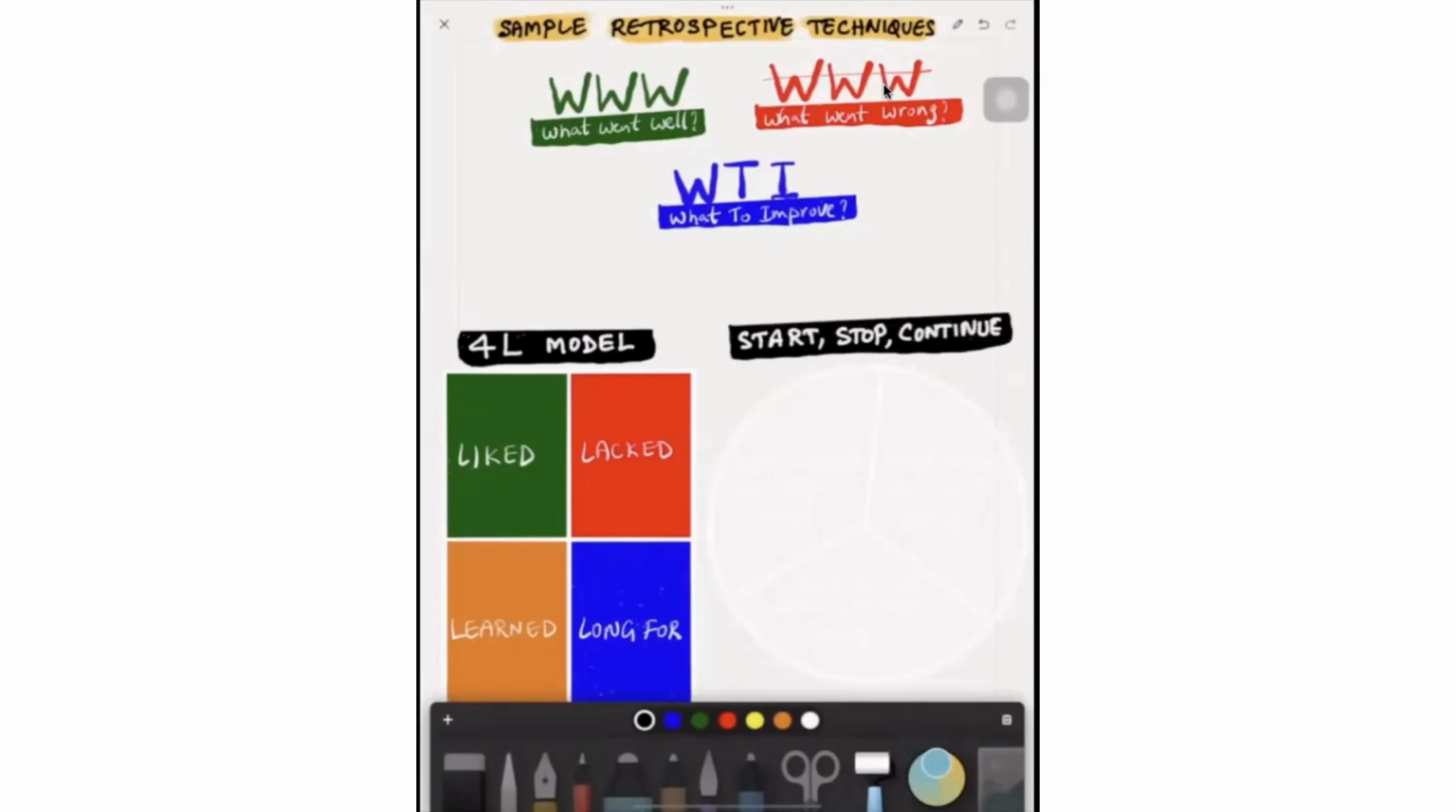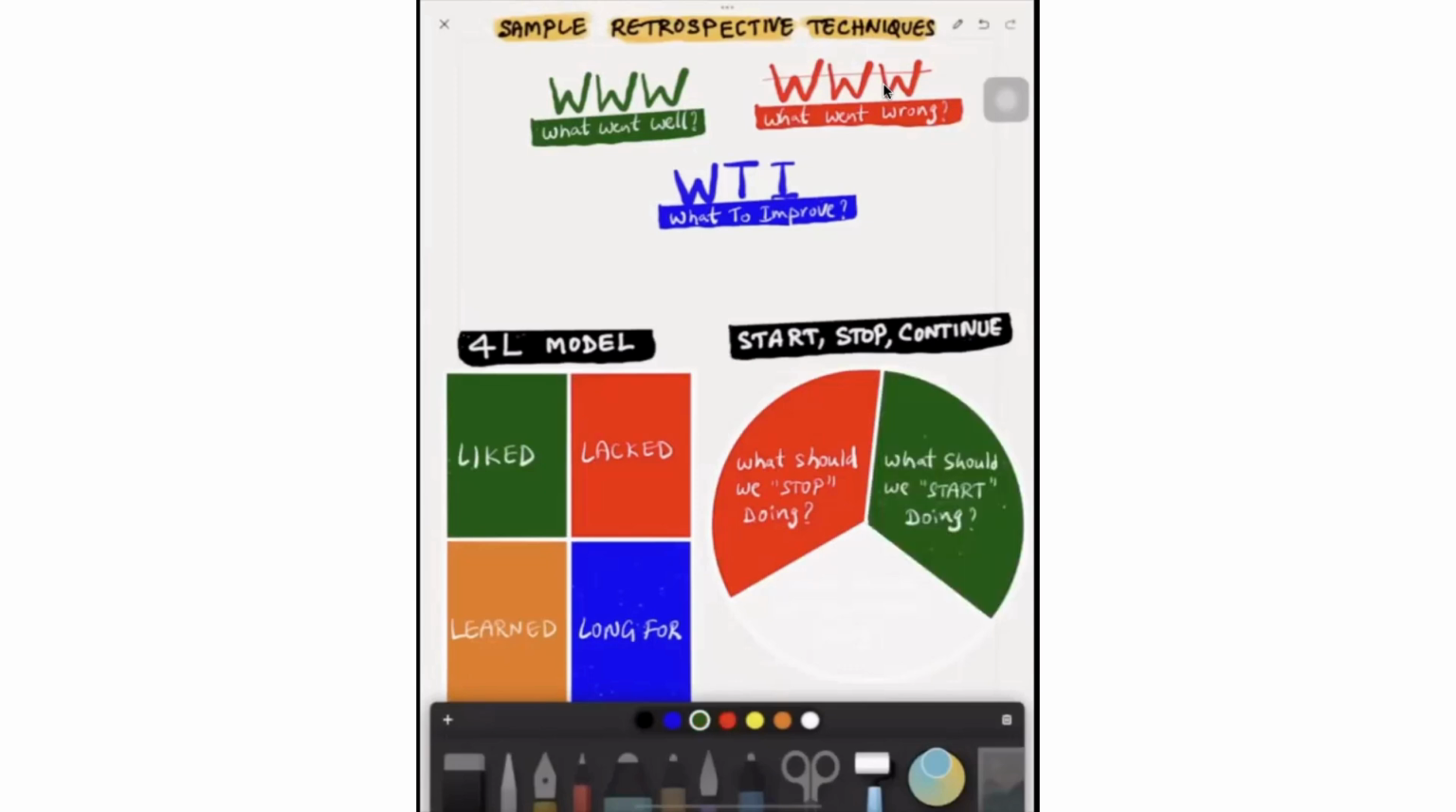There is one more technique called start, stop, continue. So you draw a big circle. In the circle, you make three categories or 3 sections. For example, one section is what should we stop doing because we have experimented in the current sprint and it didn't give us results. It can be anything related to processes or tools or techniques or anything else. So what did we try which didn't work well? So we should stop.